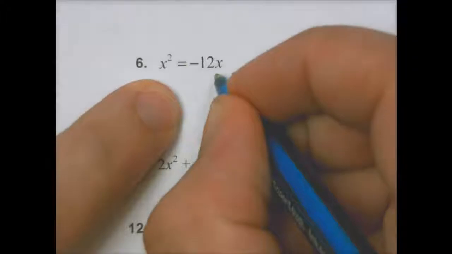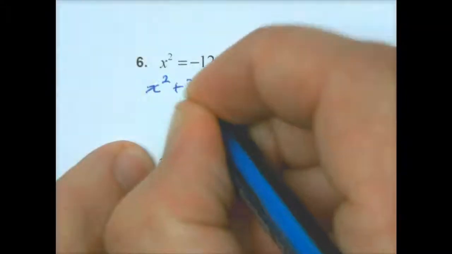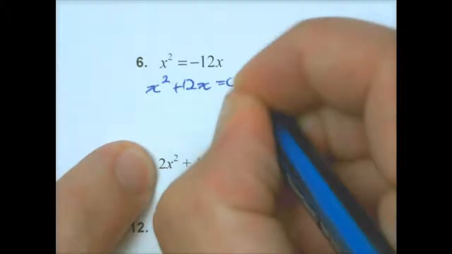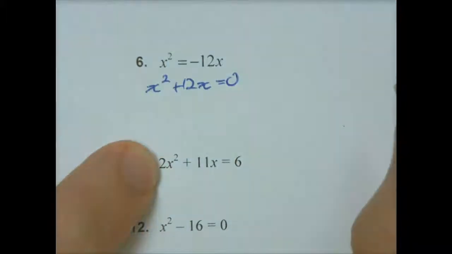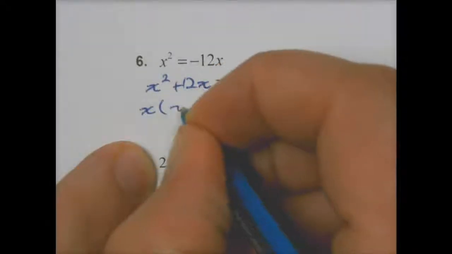All right, I'm going to look at number 6 real quick, because with this one, I have an x squared and a 12x. Well, again, I want it to be equal to 0, hopefully. So if I add that 12x over, now it's equal to 0. Well, it's not factorable because we don't have that c term, but it is factorable. Don't forget, you can take out your greatest common factor.